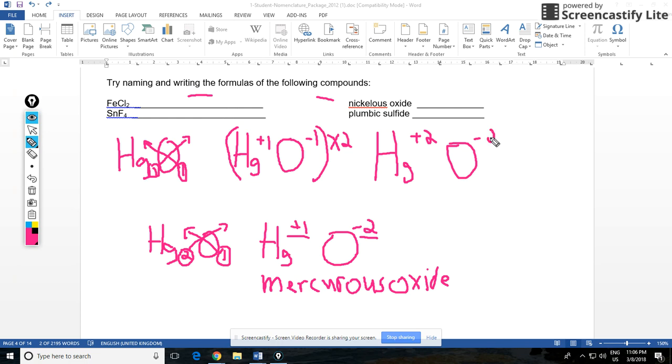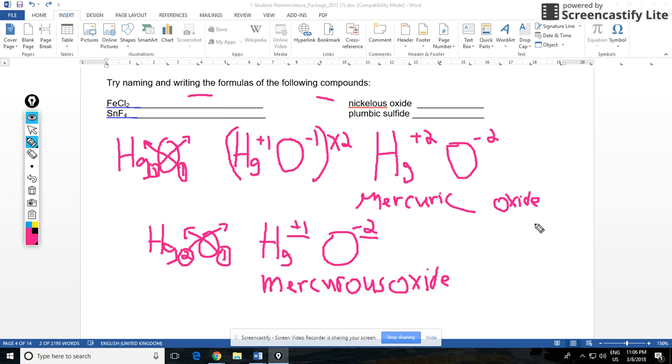minus 2. So this would instead be called mercuric, because the higher of the two valences, the +1 versus -1, mercuric oxide. And again, you could have also done the charge balancing method to figure out which one you had.